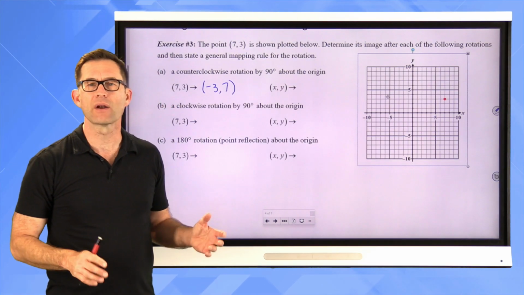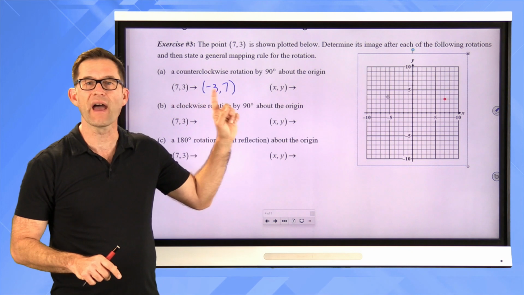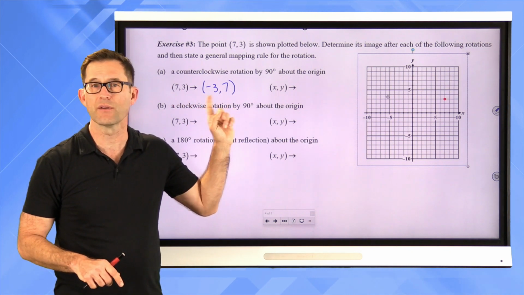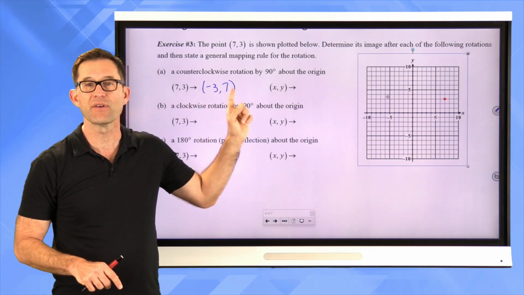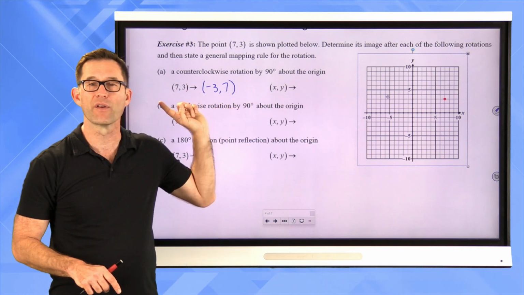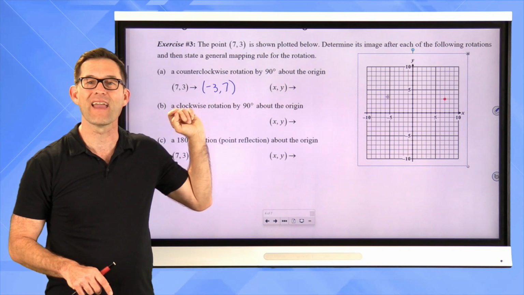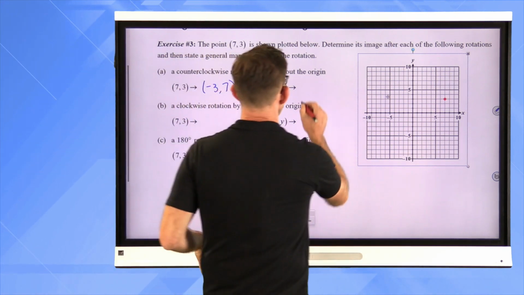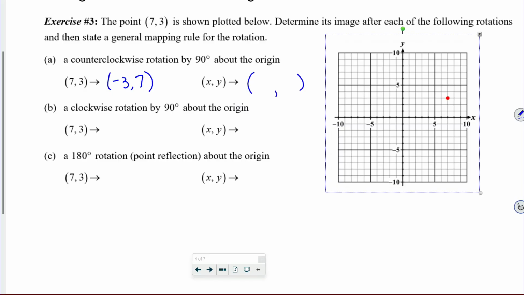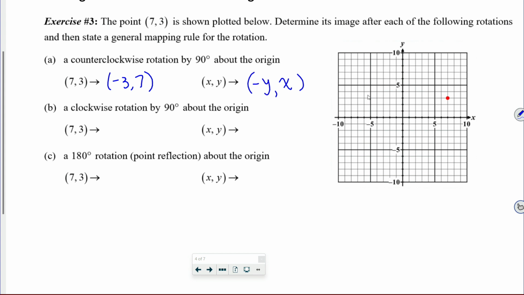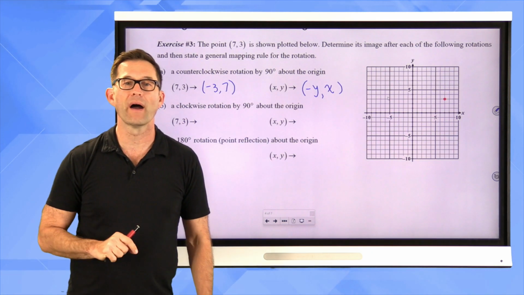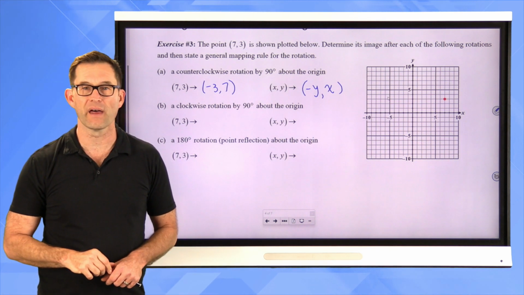Now, what would be the generalized rule? Well, it looks like the x and the y coordinates switched their locations, right? The 7 went over to the y and the 3 went over to the x, and then that old y coordinate got negated. So it appears now that the rule for rotating by 90 degrees counterclockwise, the x takes the place of the y, and then -y takes the place of x. So (x, y) gets mapped to (-y, x).